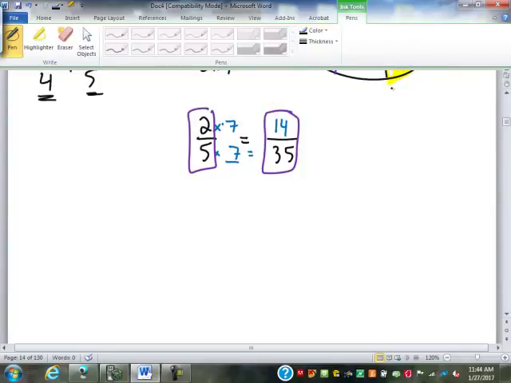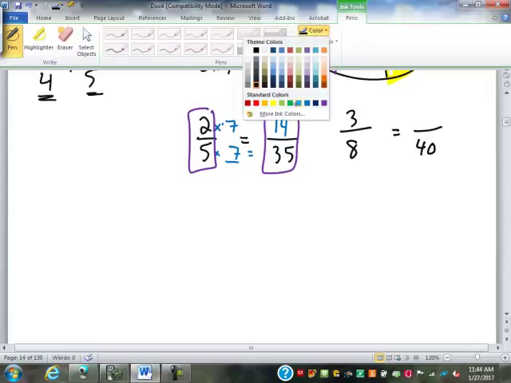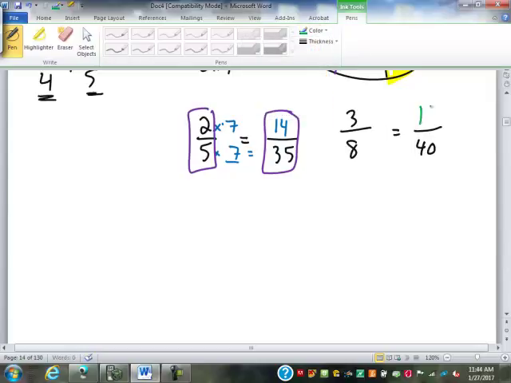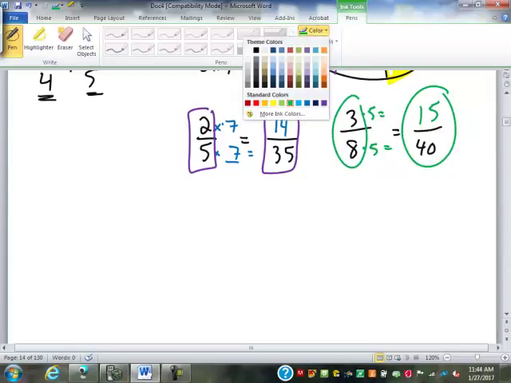So in your notes, I'm going to have you take 3/8. Tell me how many 40ths that would be, quick. Perfect, 15 40ths. 8 times 5 to get 40. 3 times 5 to get 15. So again, 15 40ths and 3/8 are the exact same value.